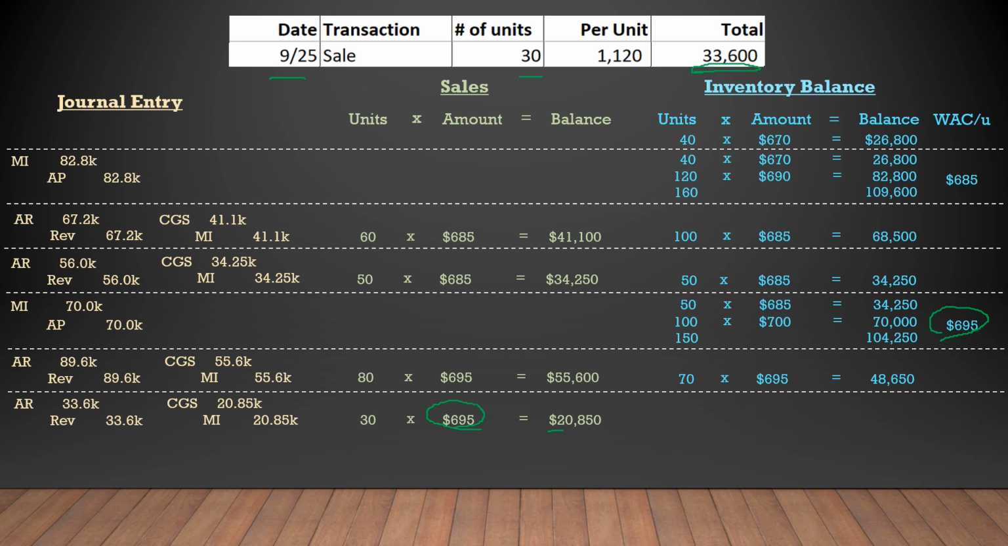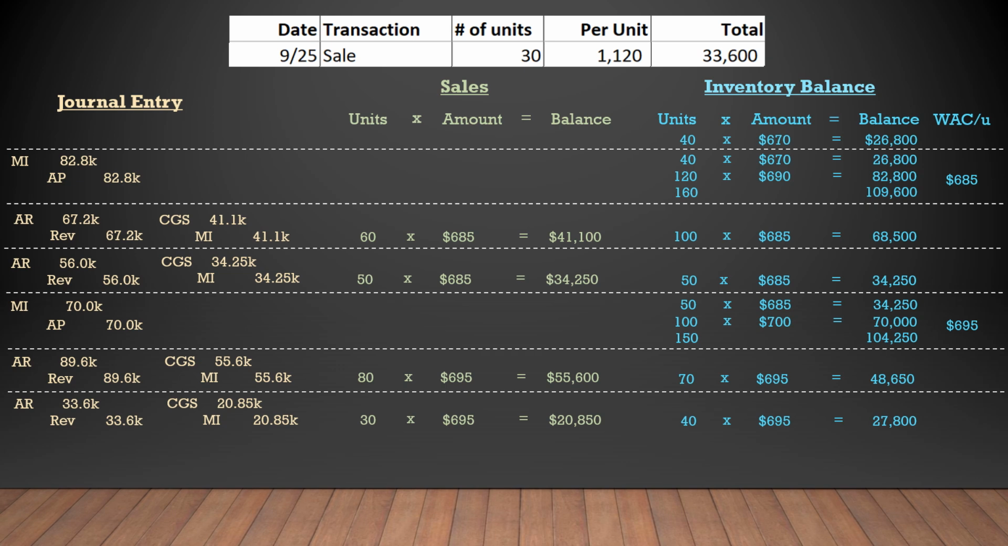Total amount, $20,850. We now have 40 units left at that weighted average cost of $695, or $27,800 of merchandise inventory.